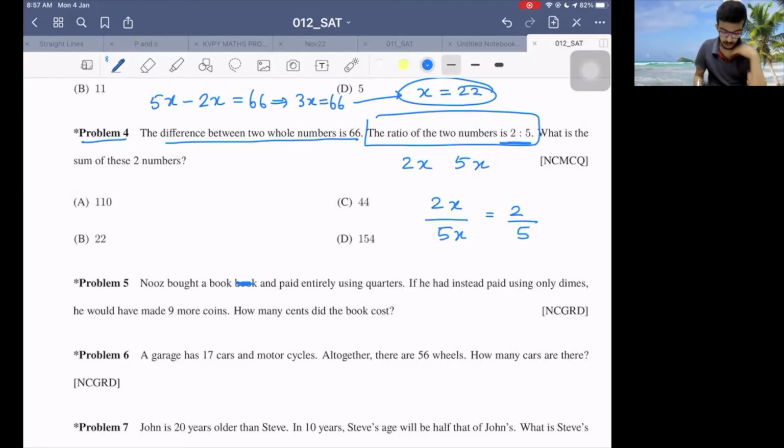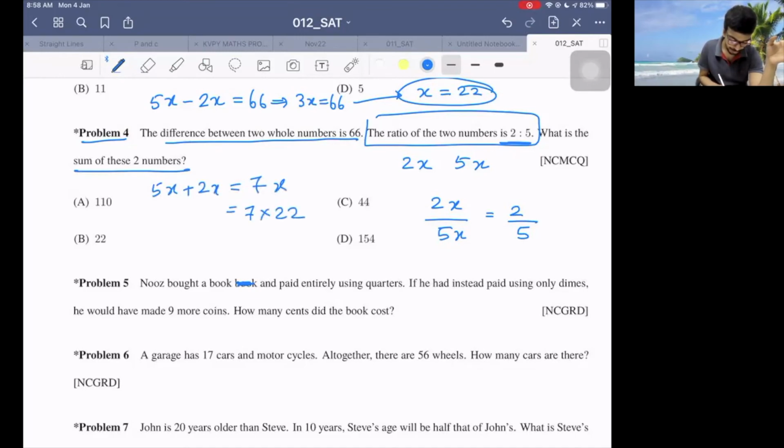Right? So what did I do? There are two unknown numbers. Instead of choosing them as x and y, I've chosen them as 2x and 5x. Now the difference between the numbers is 66, so bigger number minus smaller number, 5x minus 2x, is 66. If you solve it, we have 3x equal to 66, so x is equal to 22. Now we need to find the sum of the numbers. The sum is 5x plus 2x, which is 7x, which is 7 times 22, which will be 154. Cool.